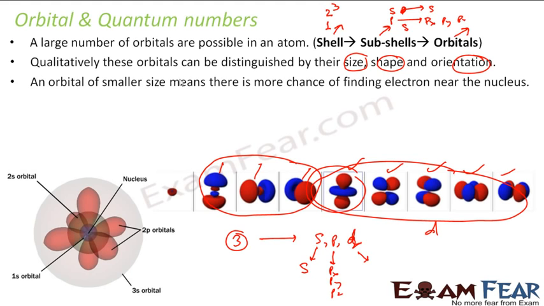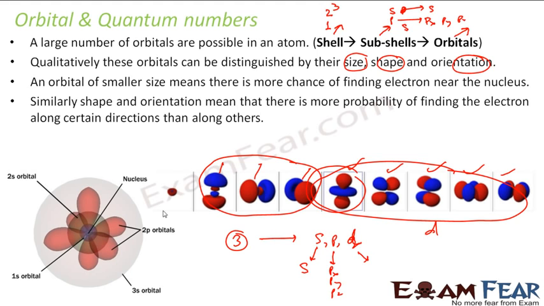An orbital of smaller size means there is more chance of finding the electron near the nucleus. If this is a smaller orbital, for example in this case, this orbital is small, that means you have more probability of finding the electron near the nucleus, right?